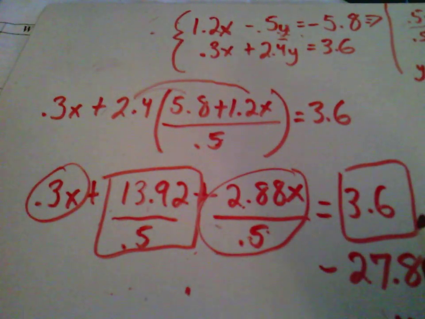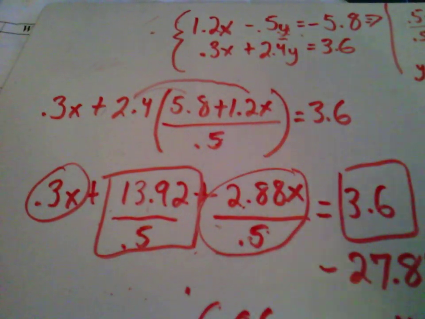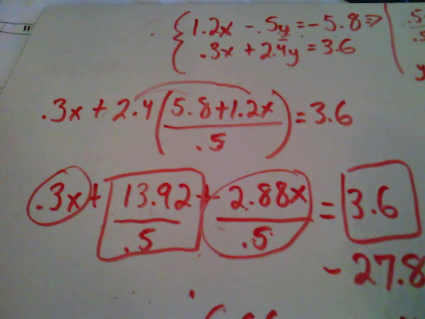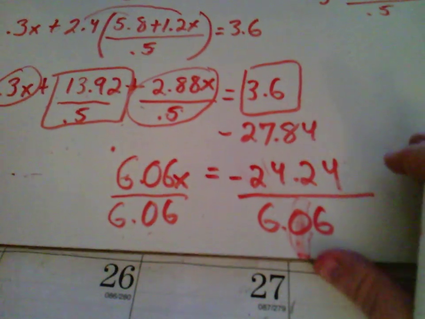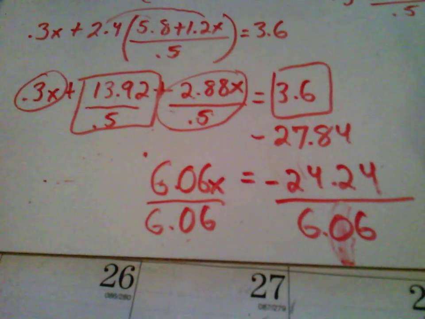Let's actually do that out. 2.88 divided by 0.5 is 5.76. Let's add 0.3 to that. That gives us 6.06x is equal to negative 24.24. Let's divide both sides by 6.06. Alright, I see some 24s here and I see some 6s here. I think this is all going to work out relatively nicely. Sorry, I was doing some work down here that you couldn't see. Take a moment to look at everything that was just done.